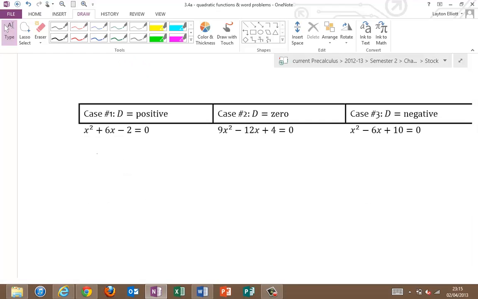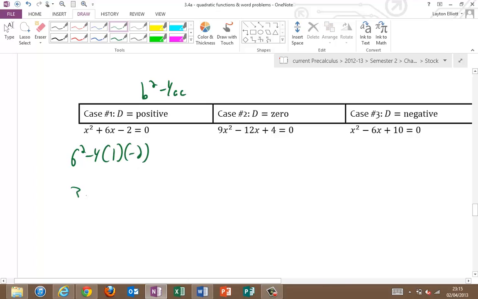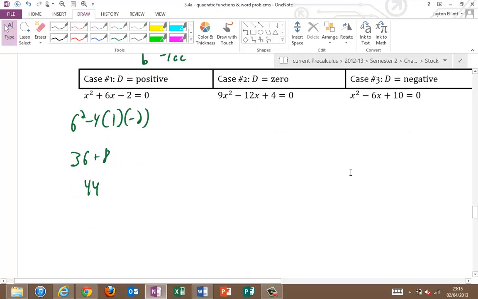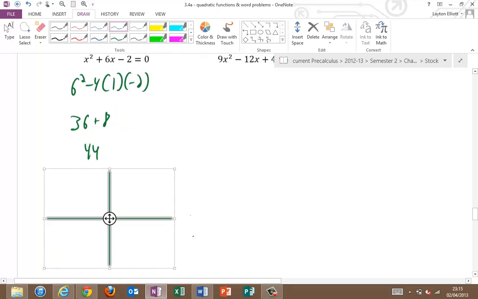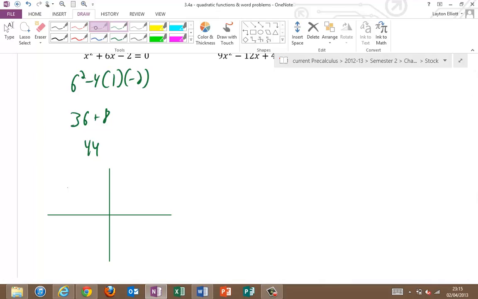Here's a case in point. Case 1, and on all of these we're going to do b squared minus 4ac. Here, 6 squared minus 4 times 1 times negative 2 is 36 plus 8, or 44. This is the case where the discriminant is positive. A positive discriminant means that in the quadratic formula we're just going to have an imperfect root. And on a graph, that just means we're going to have two roots. The graph is going to look something like this, or something like this.